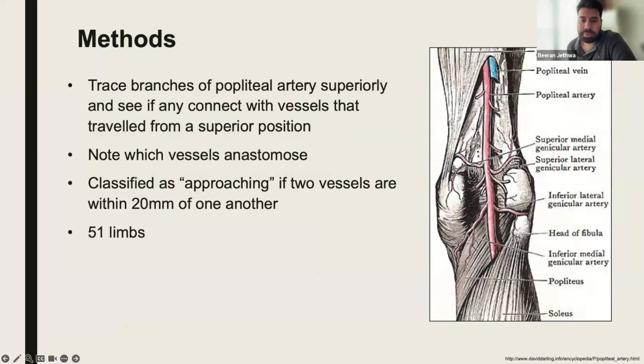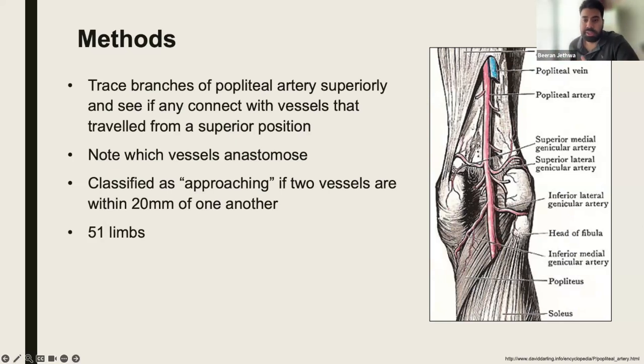Now, these are separated, and the popliteal artery and its branches are traced superiorly to see if they connect with any vessel that traveled from the superior region of the thigh, looking for this collateral circulation. The vessels we look at in particular are the superior medial and superior lateral genicular arteries. Superior lateral genicular is the one that we expect to be the most common anastomosis. During the dissection itself, these vessels do get quite small as we go distally towards the knee and from the knee upwards.